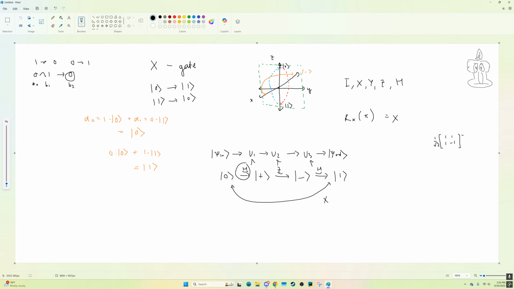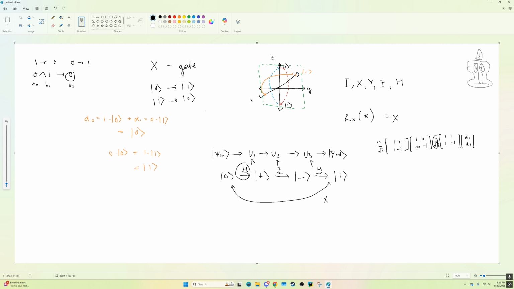And we're going to multiply it by ket 0, or we can just multiply it generically by alpha 0, alpha 1 as well. And then times that on the left is going to become U2, which is a Z gate. That is 1, 0, 0, minus 1. And then finally we do Hadamard again, which is 1 over square root of 2, 1, 1, 1, minus 1.